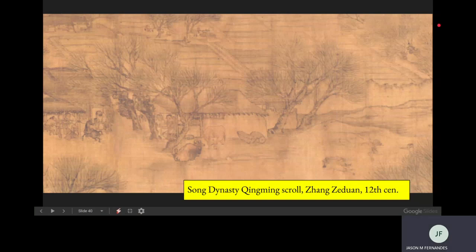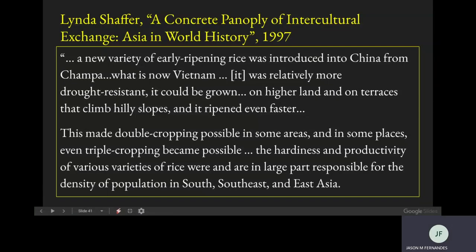Primarily dealing with food, right? So if you remember, we looked at the Qingming scroll in class. Really amazing piece of art. And in the Qingming scroll, if you remember, we saw these rice paddies, right? And we discussed how we had this new variety of rice that was being grown in China at this time. Really quite important development. So take a second and see what Lynda Schaffer has to say about this. This is not from Southernization, it's from another text by Schaffer.